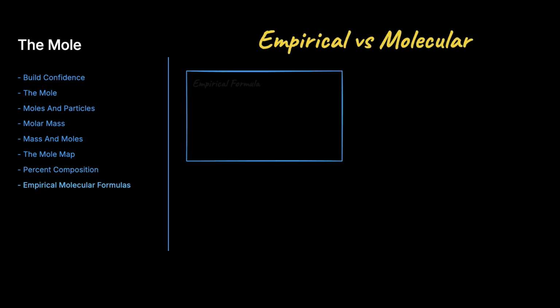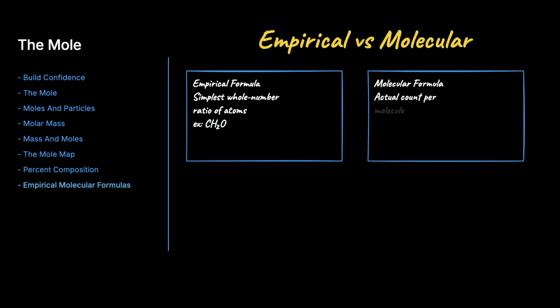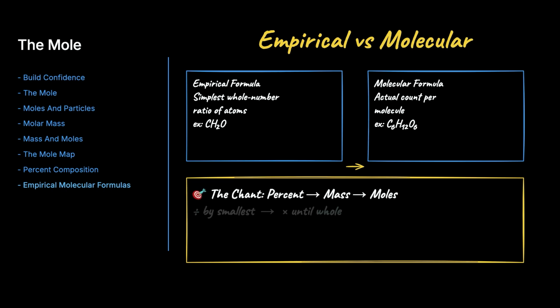Two kinds of formula round out this lesson. The empirical formula gives the simplest whole number ratio of atoms, while the molecular formula gives the actual count in one molecule. The recipe for an empirical formula is a chant worth memorizing. Percent to mass, mass to moles, divide by the smallest, multiply until whole.